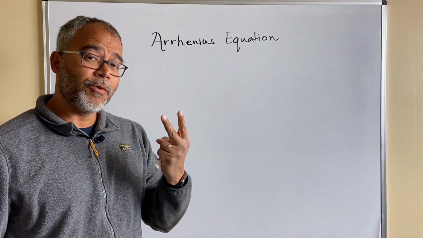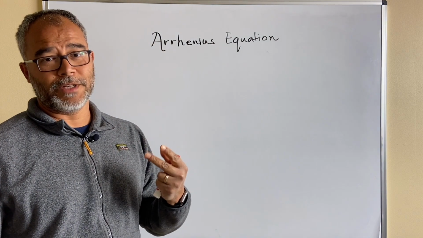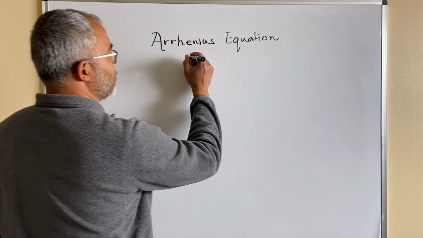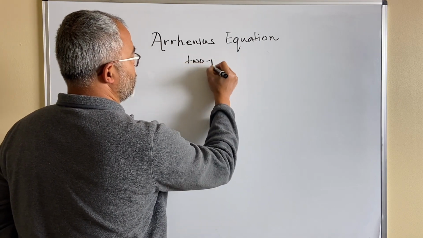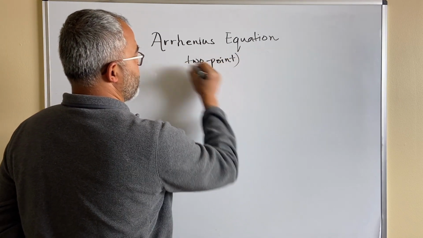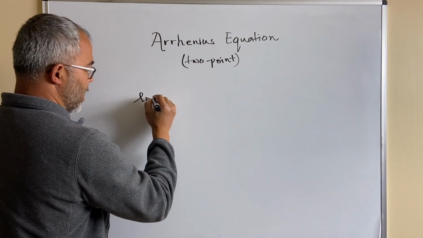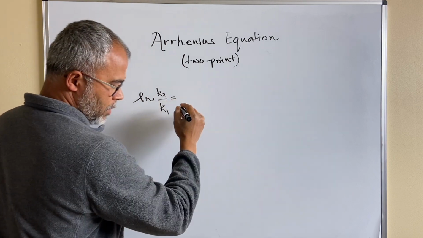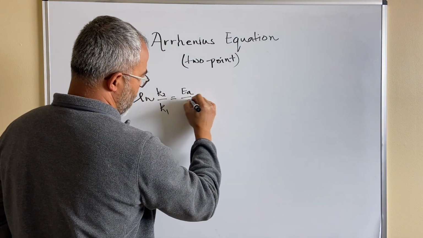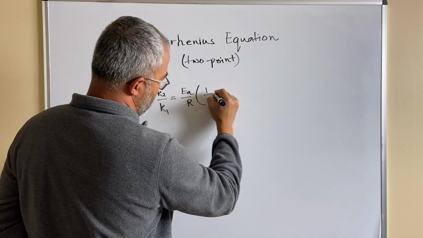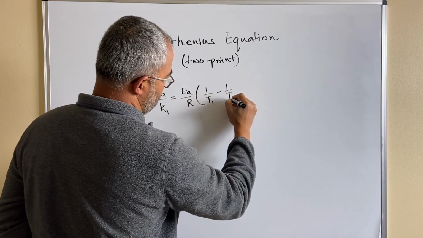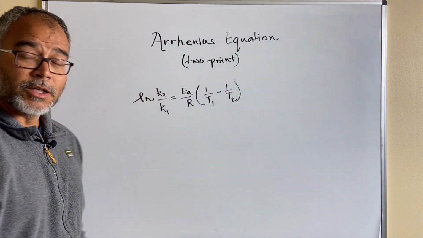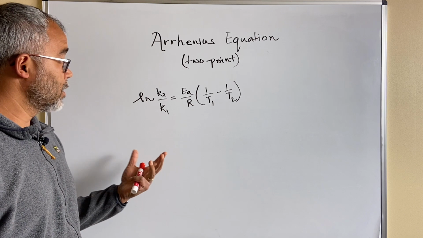So if you have two data points, so you have two values of k and two values of T, you can use the 2-point form of the Arrhenius equation. Okay, so the 2-point form becomes ln of k2 over k1 is equal to EA over R times 1 over T1 minus 1 over T2. Okay, so that's the 2-point form. Okay, so let's take a look at a problem where we're using the 2-point form.